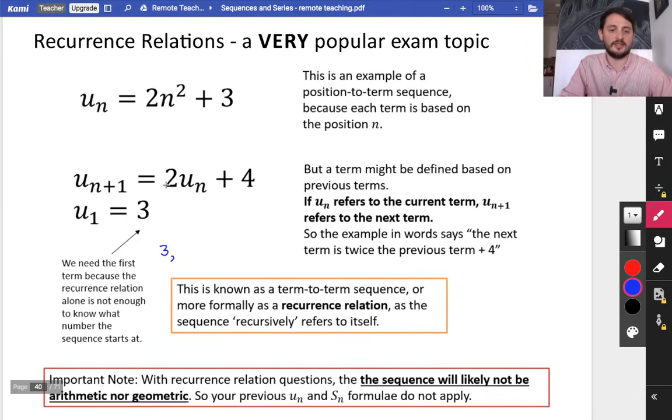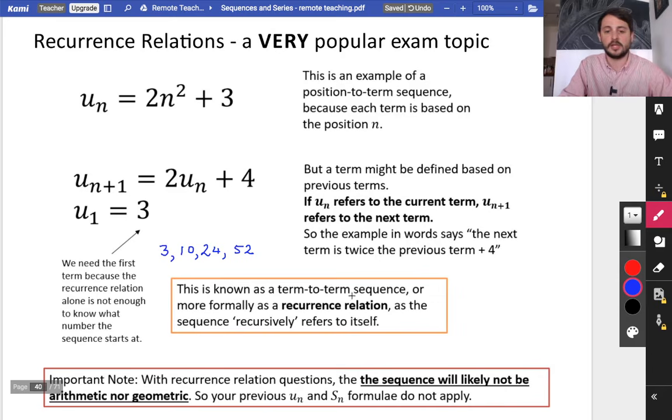The next one, though, is you take 3, you double it, which is 6, and you add on 4, which is 10. And then to find the next one after this, you double it, which is 20, and you add on 4, which is 24. And then you double it again, which is 48, and you add on 4, which is 52. And you'll very clearly see that this is neither geometric nor arithmetic, because it's going up 7, 14, it's going up in a different kind of pattern, and it's also not a multiplicative pattern, so it's a recurrence relation instead.